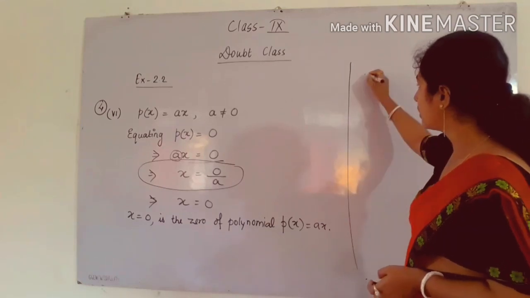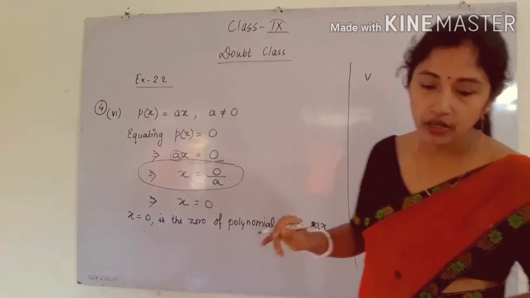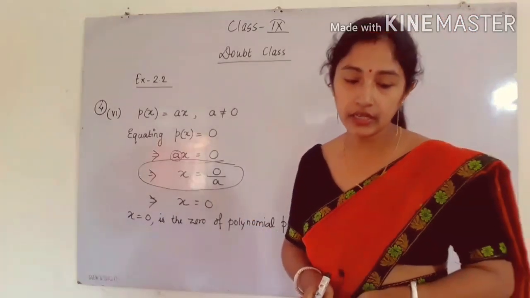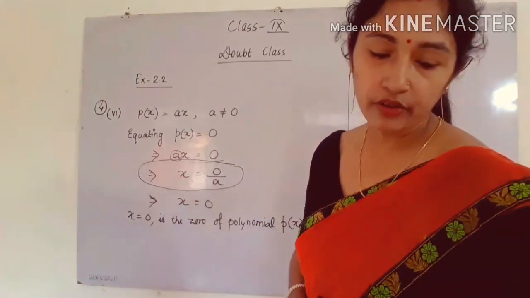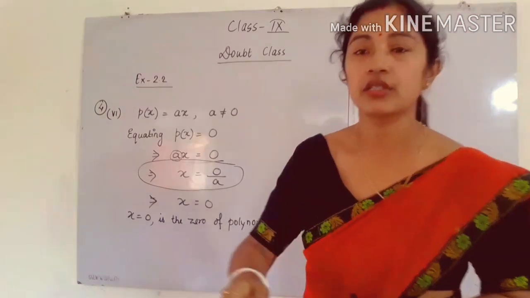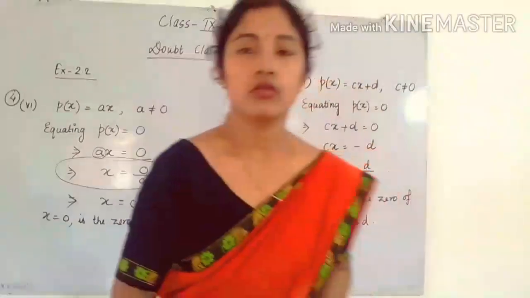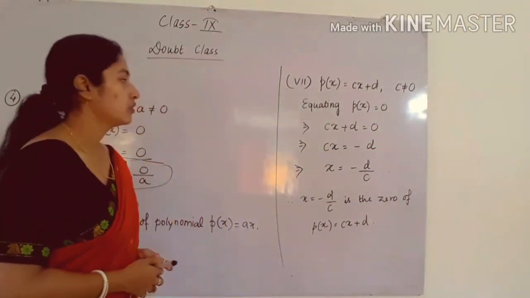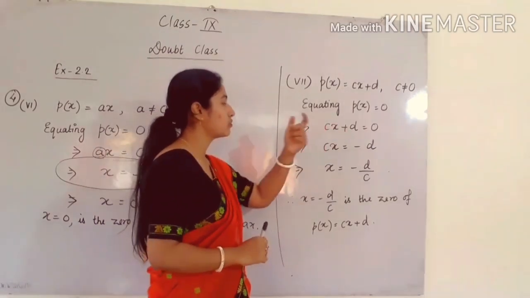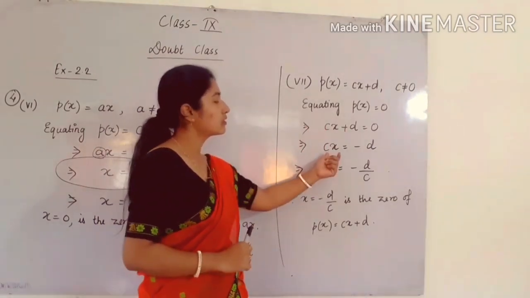So let us come to the next one, next question number 7. p(x) is equal to cx plus d, where the value of c is not equal to 0 and c and d are real numbers. So this is question number 7. So again, equating p(x) is equal to 0 implies cx plus d is equal to 0. So we can write cx is equal to what?